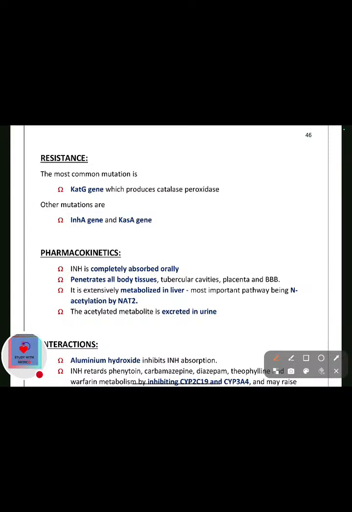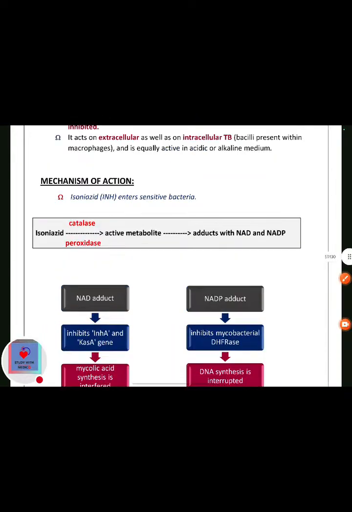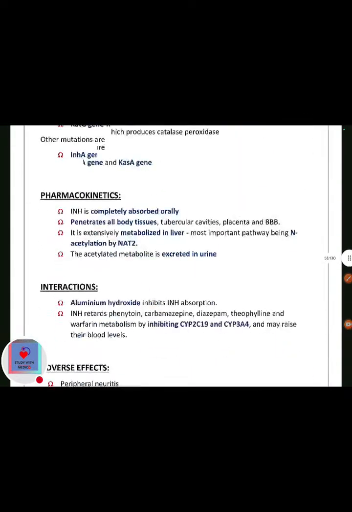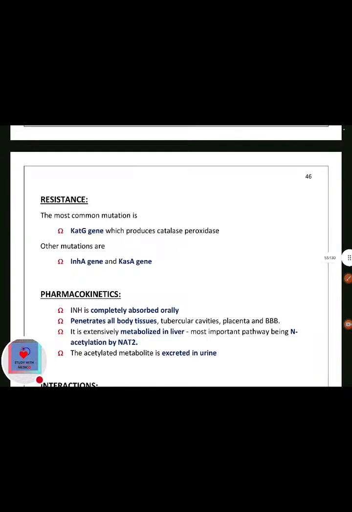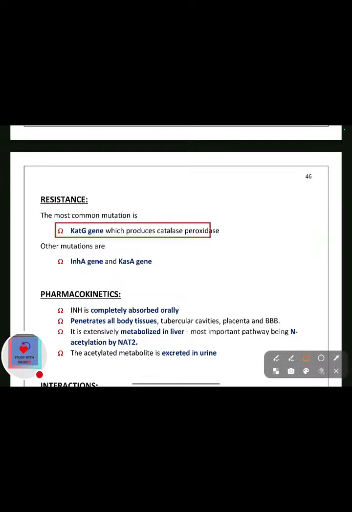Talking about resistance, the most common mutation is the katG gene mutation. Here the katG gene is mutated, which reduces catalase peroxidase. The katG gene is responsible for conversion of isoniazid to its active form. So because of the mutation of the katG gene, the catalase peroxidase enzyme is inhibited. Other mutations are the INHA gene and KasA gene mutations.